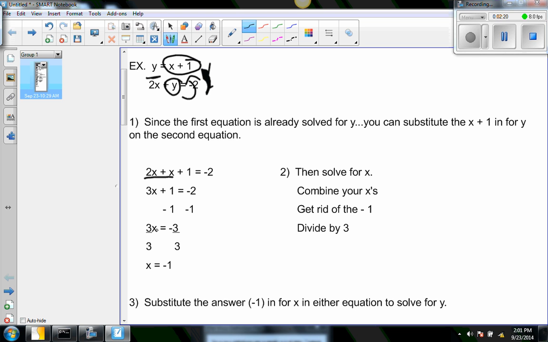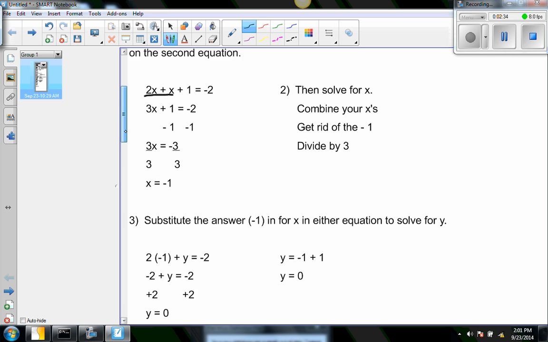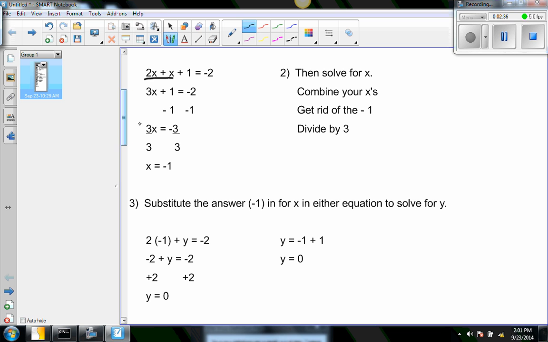And then I have to get the x by itself. So 3 times x, I do the opposite, which is divide by 3. Negative 3 divided by 3 is negative 1. Okay. Once you have your x, you are going to substitute your answer in, which in this case was negative 1, in for x in either equation. And I actually did it in both just to show you that it does work for both.